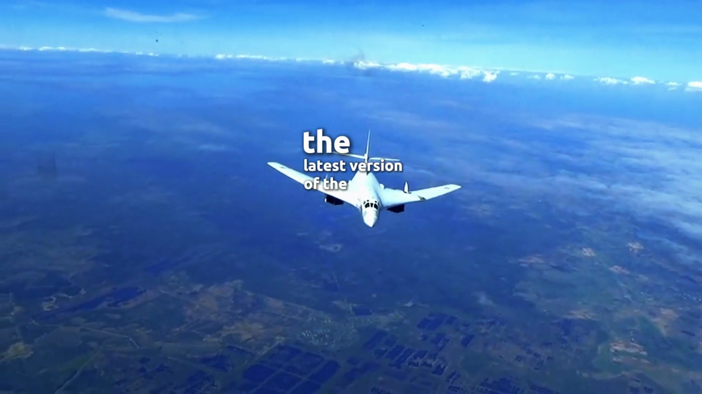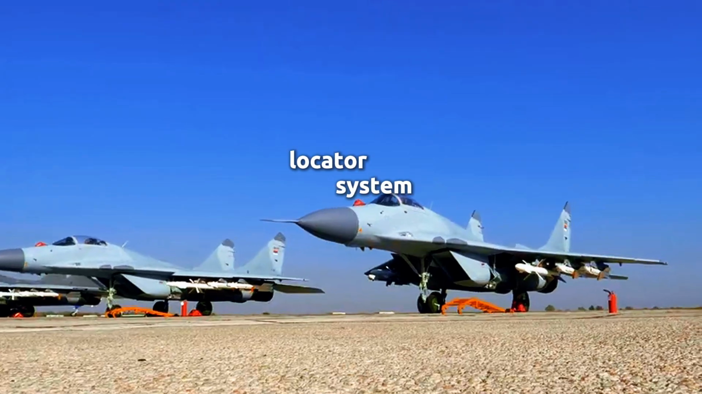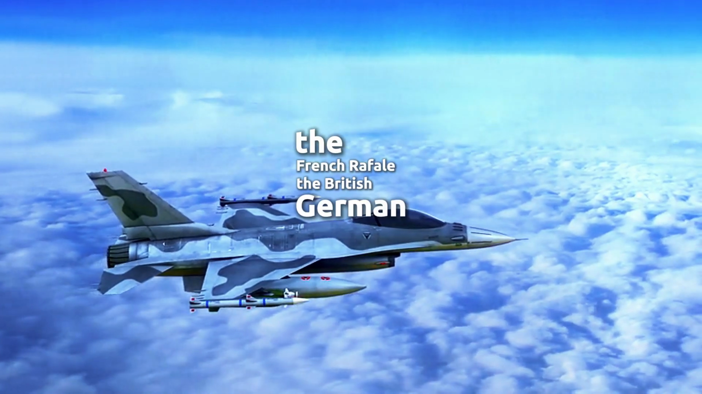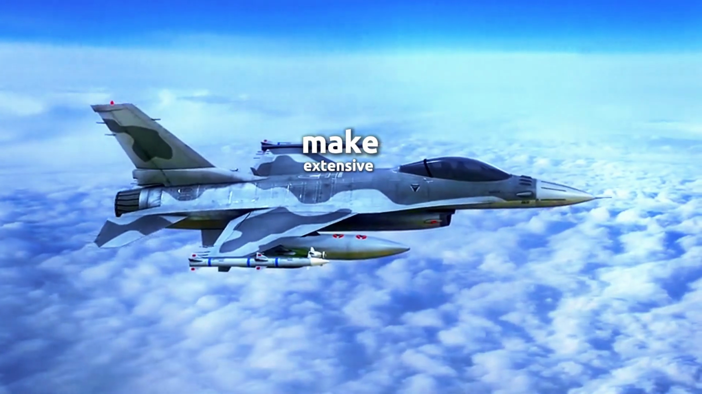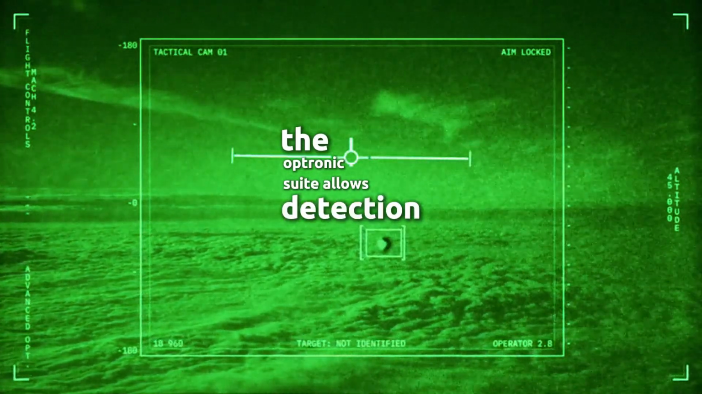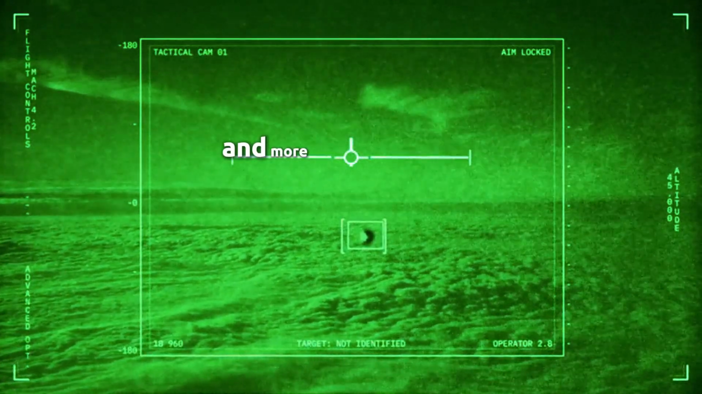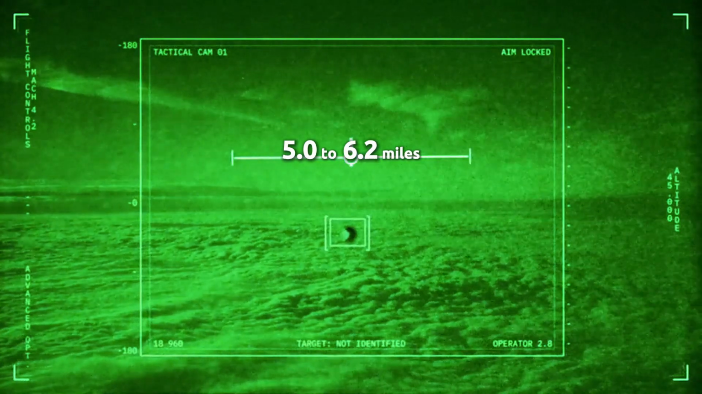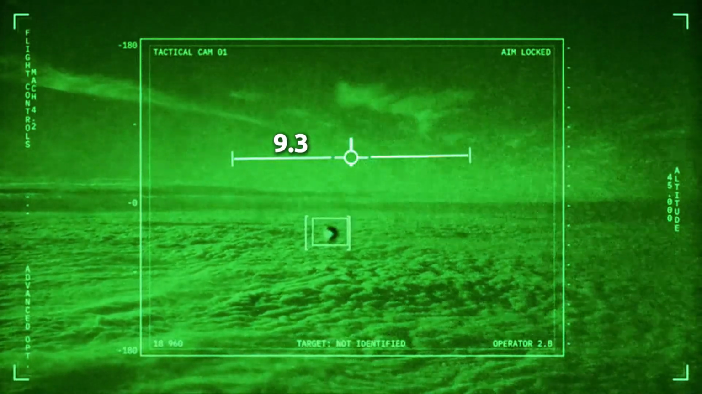The latest version of the MiG-29, the MiG-35, is equipped with a new optical locator system that includes more advanced IRST capabilities. The French Rafale, the British, German, Italian, Spanish Eurofighter, and the Swedish Gripen also make extensive use of IRST. In air combat, the Optronic suite allows detection of non-afterburning targets at 45 kilometers, 28 miles range and more, identification of those targets at 8 to 10 km, 5.0 to 6.2 miles range, and estimates of aerial target range at up to 15 kilometers, 9.3 miles.